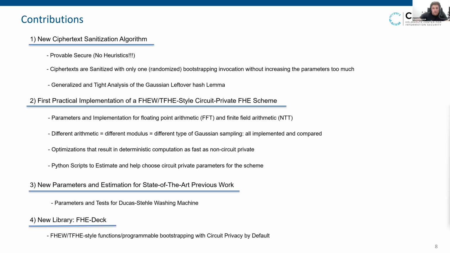And finally, everything is available in a new C++ library that I call FHE-Deck. And the main promise is to offer FHE with circuit privacy by default.